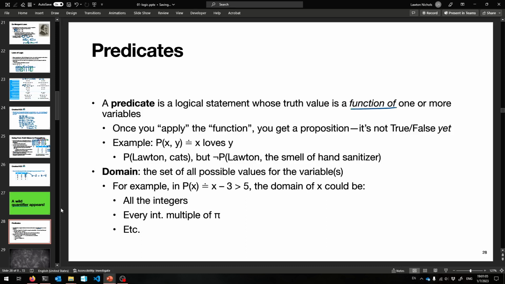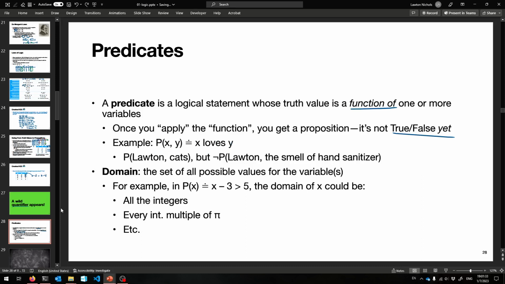Okay? So you apply the function and then you end up with something that could be interpreted as true or false. Okay? It's not yet true or false. This will make sense with an example. So here is my proposition. Let's define the proposition P that takes variables x and y, takes parameters x and y. Define that to be x loves y. So the proposition P(x, y) is true, define it to be true whenever x loves y.